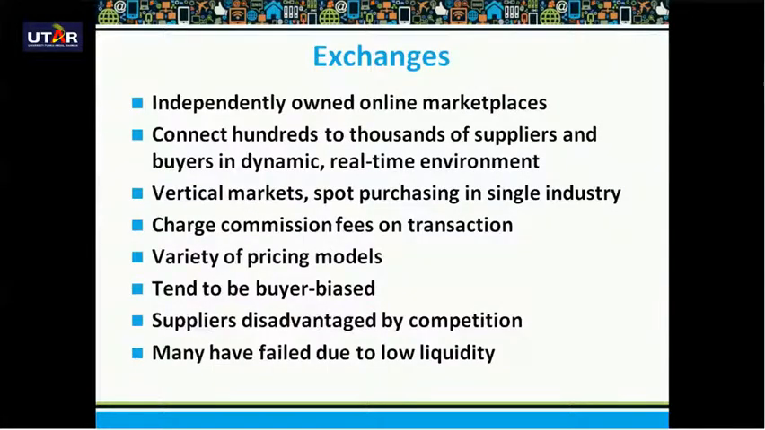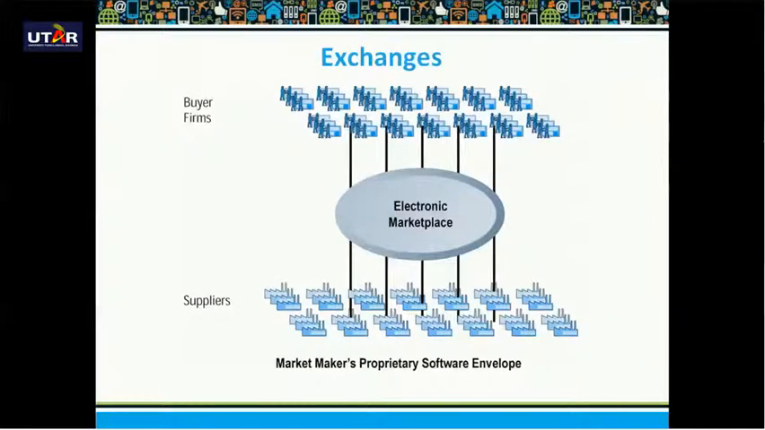The next topic is about exchange. Independently owned online markets, connected with 100s to 1000s of suppliers and buyers in a dynamic real-time environment. Vertical market, spot purchase in a single industry. They charge commission fees on transactions. Variety of pricing models, tend to be buyer-based. Suppliers face disadvantages from competition. Many have failed due to low liquidity. So on the top layer are the buyer firms, and the middle layer is the electronic marketplace, and the bottom layer is suppliers from the industry.